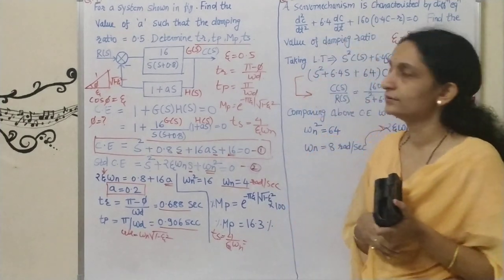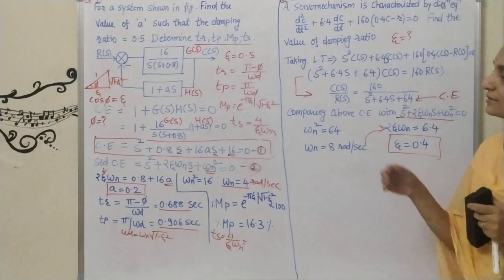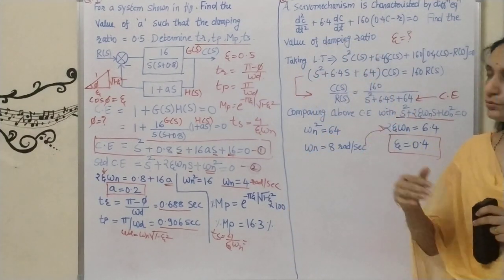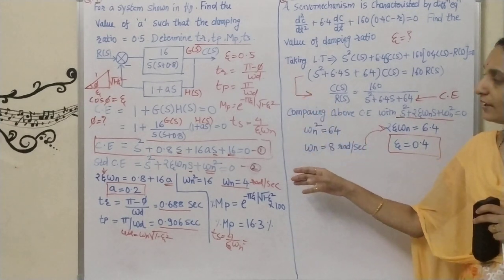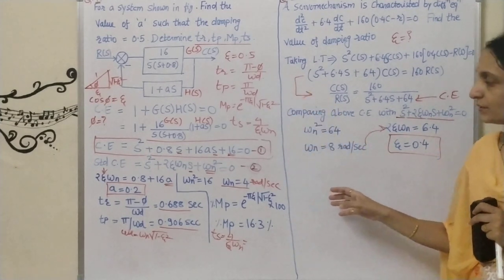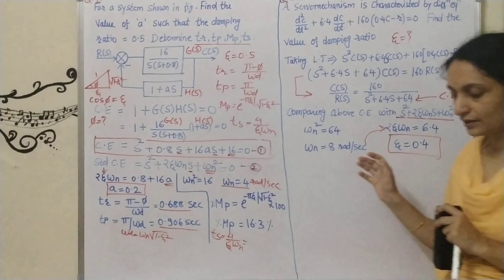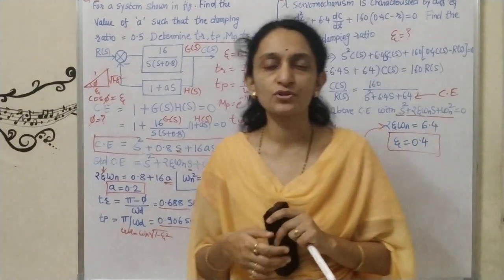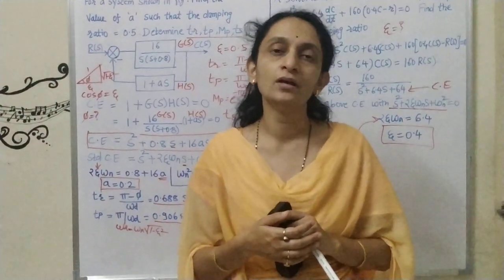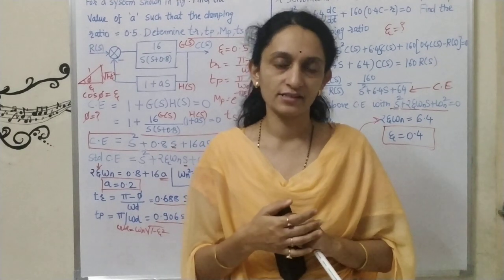See students, generally the numericals are very easy. You need to calculate only TR, TP, MP and TS, and just compare the given or system characteristic equation with the standard characteristic equation.